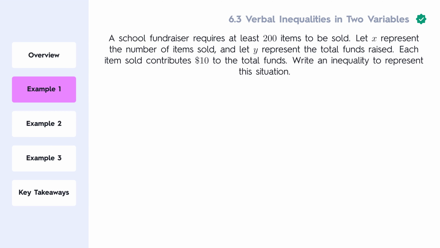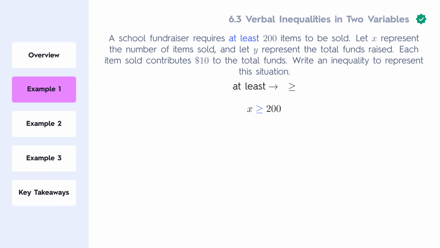First, let's define what each variable represents in this scenario. We're told that x represents the number of items sold, and y represents the total funds raised. The phrase at least tells us that the number of items must be 200 or more. Mathematically, this means we need an inequality symbol that represents at least, which is greater or equal to. So, we write x is greater or equal to 200.